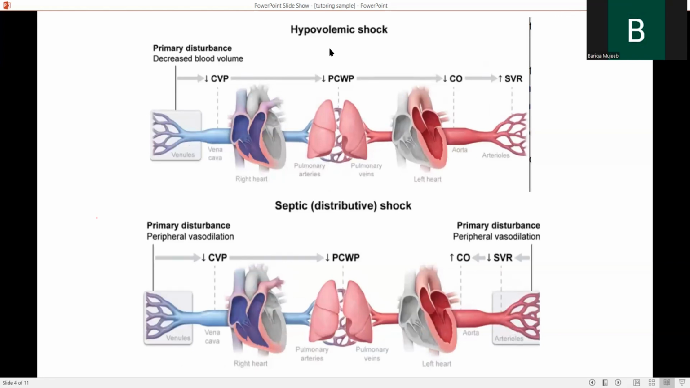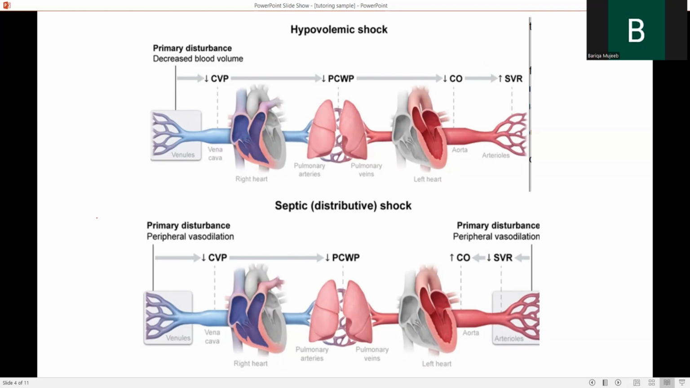What will happen in the case of hypovolemic shock? In hypovolemic shock, the primary disturbance is decreased blood volume. So if the blood volume has decreased, what will happen? The central venous pressure will drop when a decreased amount of blood is coming back towards the heart. The output will decrease, the pulmonary capillary wedge pressure will decrease, but our body will still try to compensate for the low output by increasing the vascular resistance and trying to maintain the blood pressure by increasing systemic vascular resistance, right?